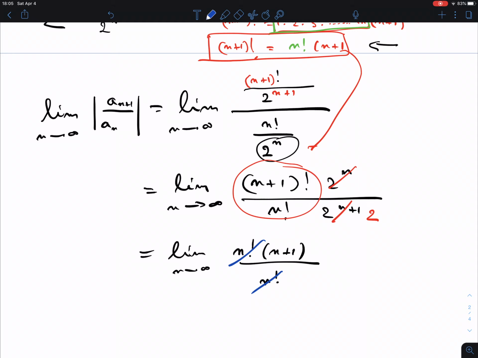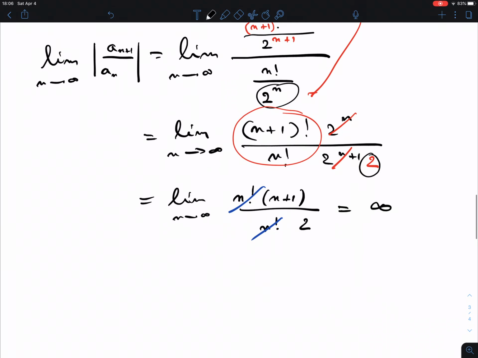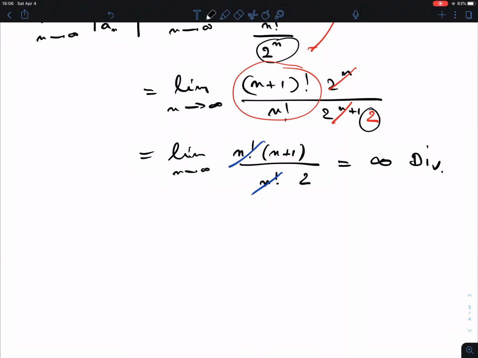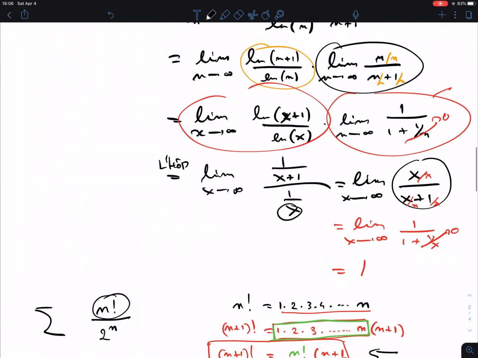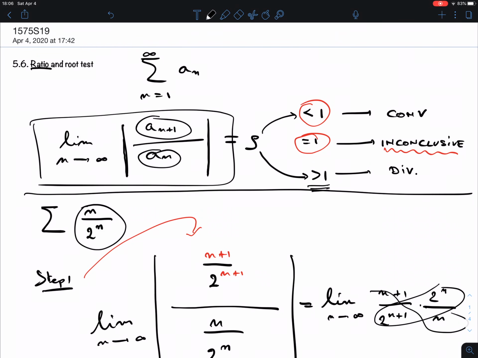So what we're left with is n plus 1, and we have this 2 here. And this would be infinite, the limit. So unfortunately, that means that this series is not convergent. So this would be divergent. This is one of the strong cases where the test fails. Here, infinity is bigger than 1.